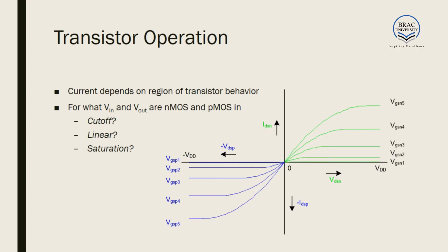Before we move on to a graphical solution, let us remember the transistor operation. Here is an IV characteristic. We will observe, for the change in V input and V output, what the regions of operation of NMOS and PMOS are: cutoff, linear or saturation. Let us take a brief recap. In this region where the current has saturated, it is the saturation region. In this region where current rises linearly with increase in voltage, it is called the linear region. And in this region, where no current flows, it is called the cutoff region.